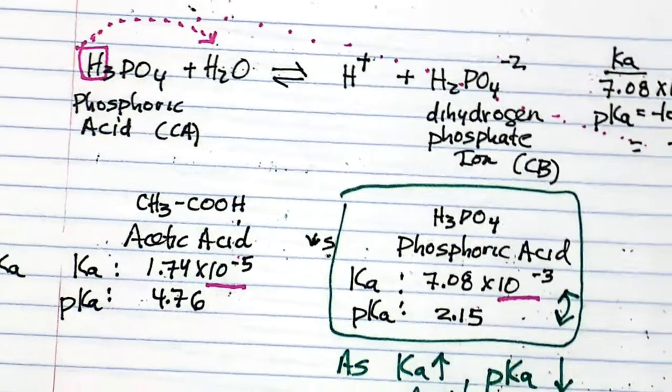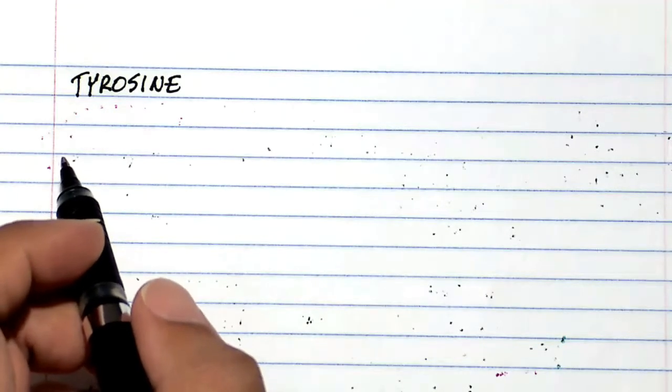So let's pick any amino acid now. What amino acid shall we pick? Off the top of my head, how about the amino acid tyrosine? So instead of thinking about Ka and pKa with acetic acid or phosphoric acid or hydrochloric acid and all those acids, think about Ka's now in terms of biological molecules, amino acids.